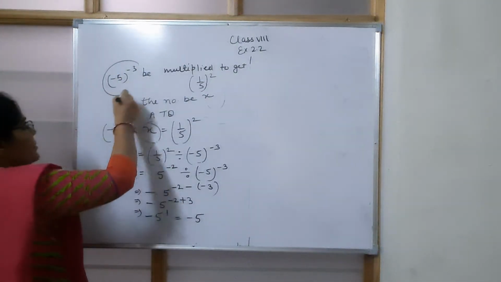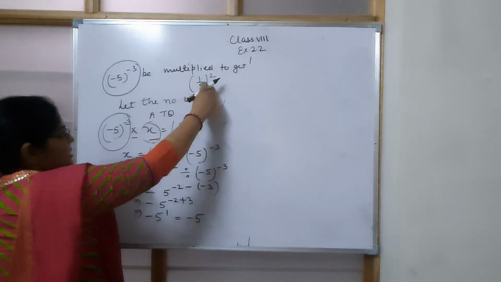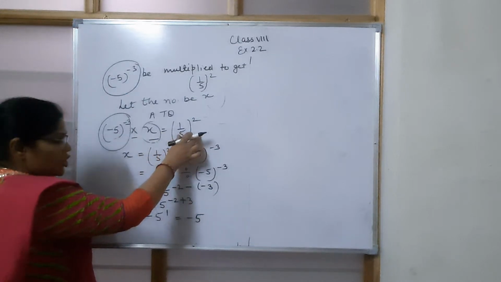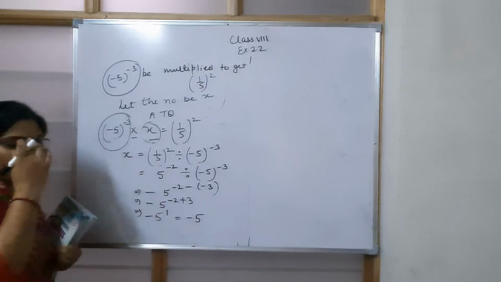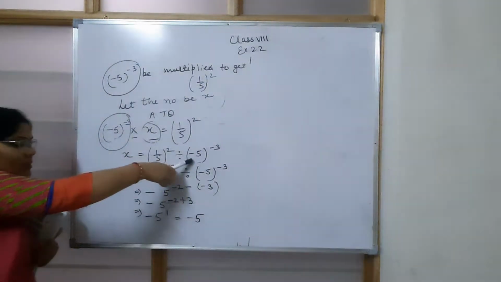We need to multiply this number with x so that the product is this. Now here we need to find x. This is in multiplication, so it will go in division. Now since the bases are not the same, we are trying to make the bases the same. Here the base is 1 upon 5, but we want the base to be minus 5.